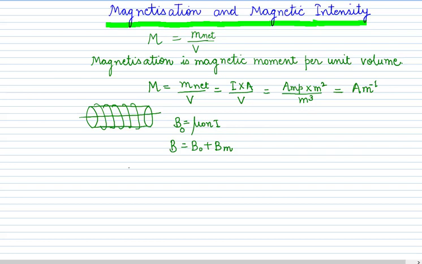Now the magnetic field due to this magnetic material will depend on the magnetization of the material. So this magnetic field is directly proportional to the magnetization of the material. In order to remove the proportionality sign, we introduce a constant, and this constant in magnetic field or magnetization is always mu naught. So we say that this magnetic field due to magnetization is equal to mu naught M. Mu naught is a constant whose value is 4 pi into 10 to the power minus 7. We already know this.